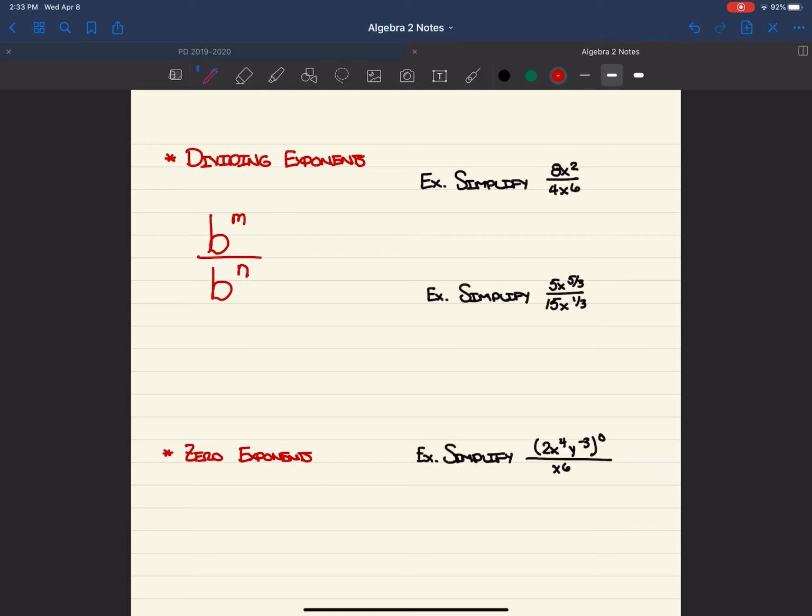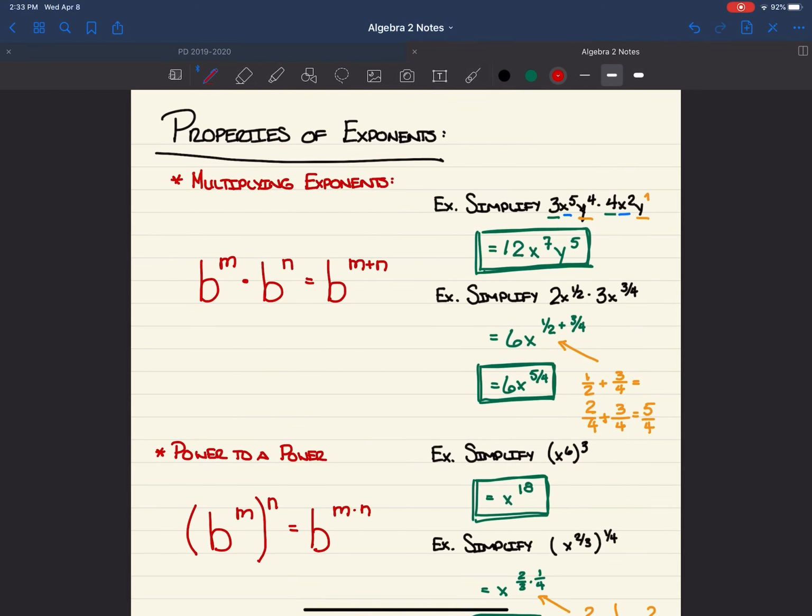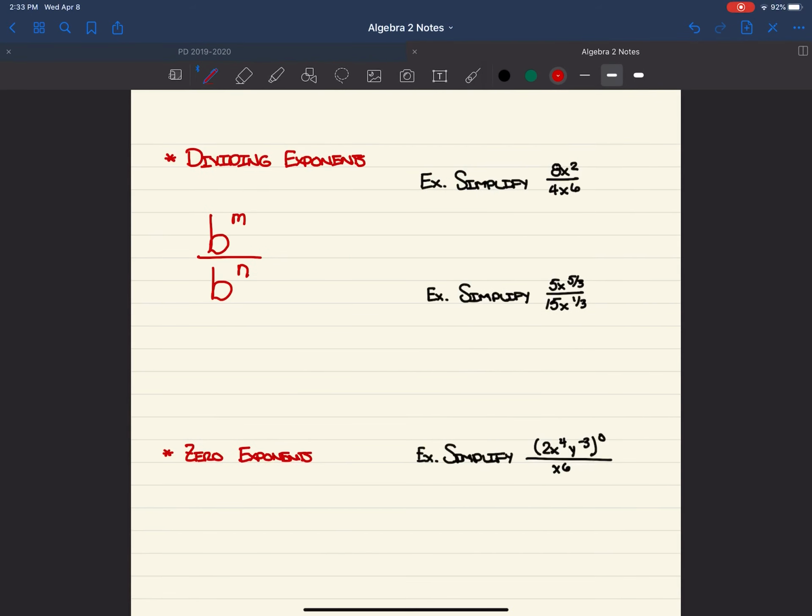Just like if we look back to our very first property, when we happen to be multiplying, we said, well, look, that means we're going to add our exponents. Here in this property, if we happen to be dividing, then instead of adding our exponents, we're going to subtract. So this is going to be base b to the power of m minus n. So that is our property, that is our rule. We're going to apply that rule over here to our 2 examples.